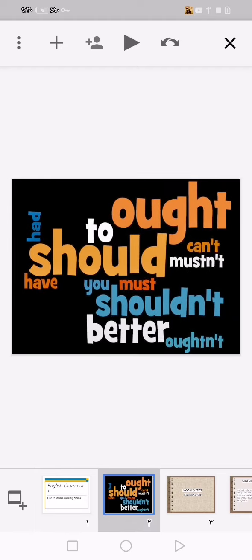Examples for modal verbs such as ought to, should, had, have, can't, must, you must, shouldn't, oughtn't, وإلى آخره. So these are examples of modal verbs or modal auxiliary verbs.